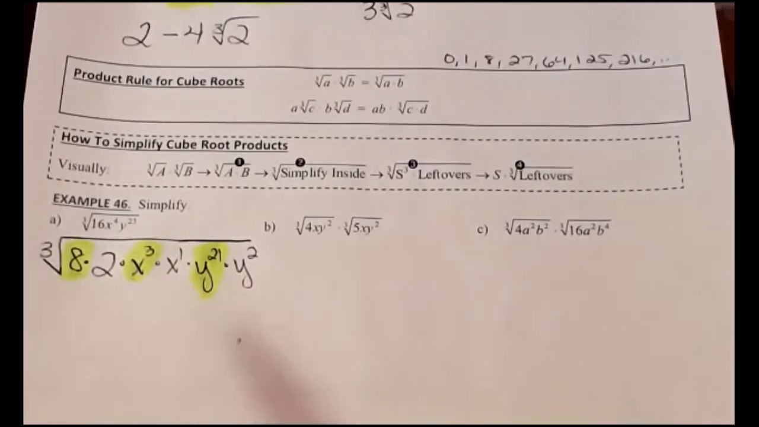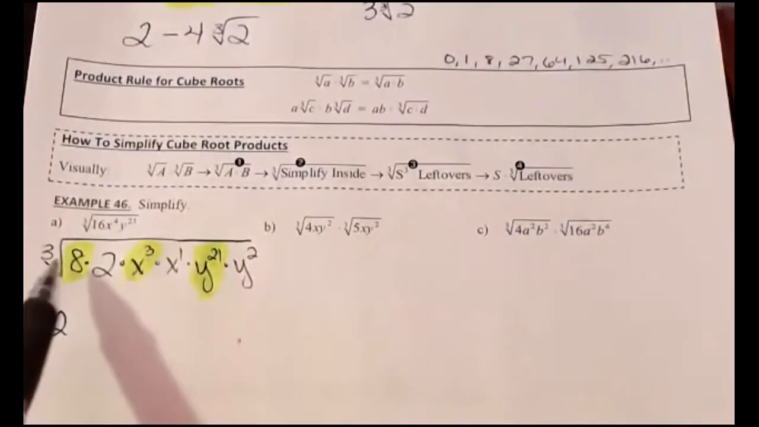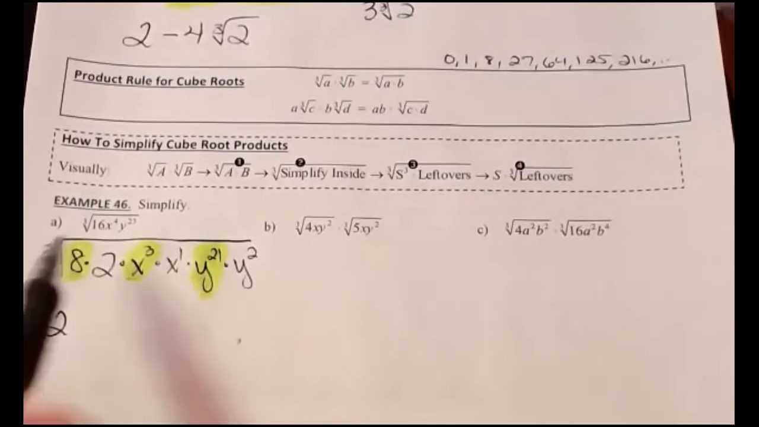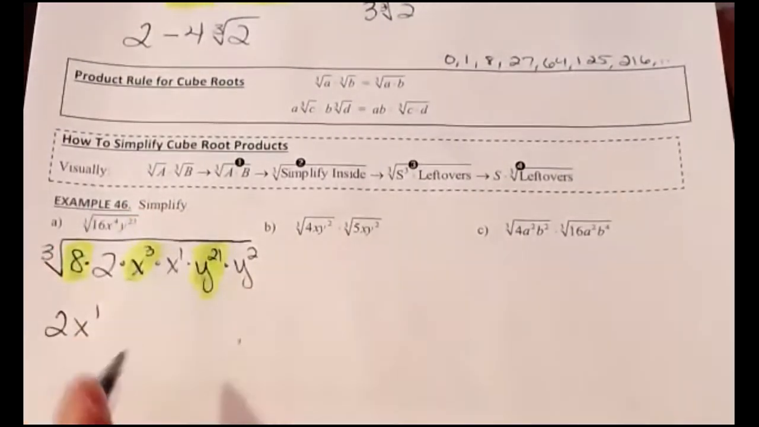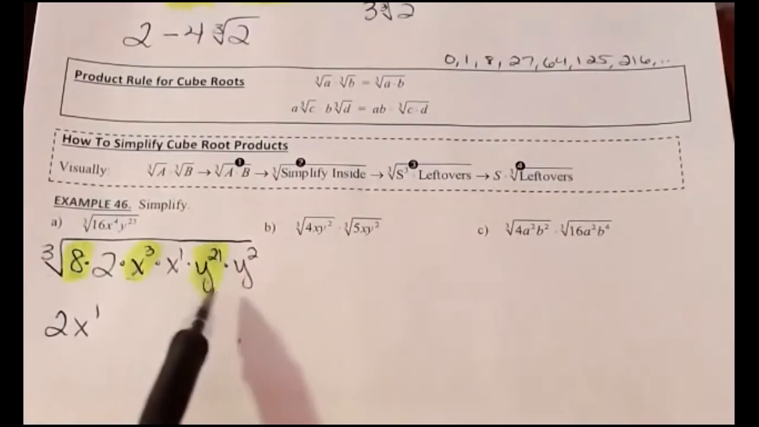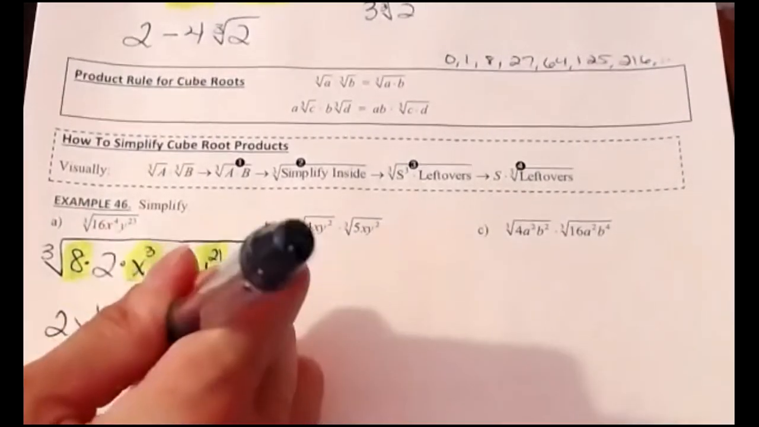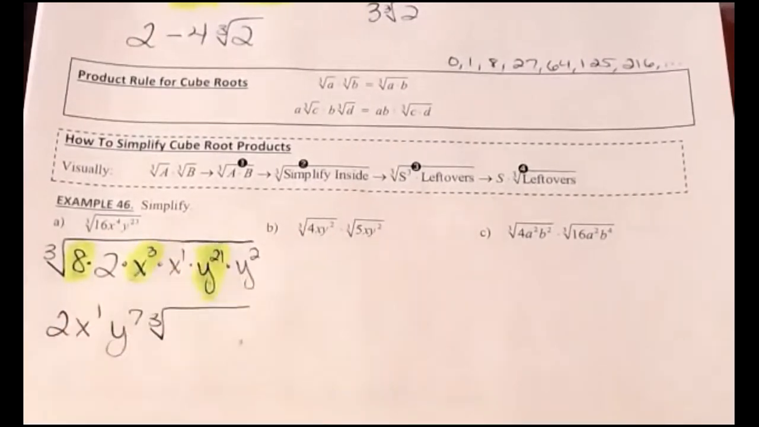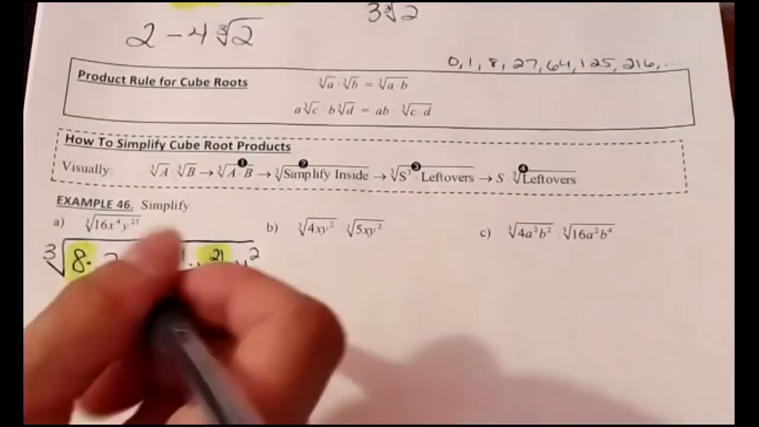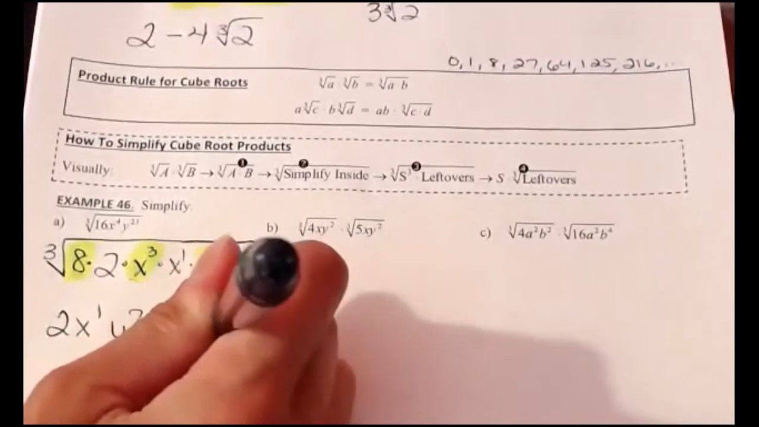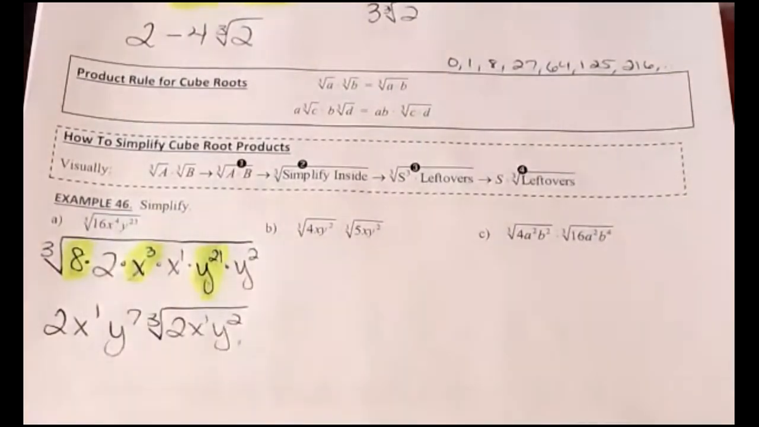All right, perfect. Cube root of 8 is 2. Cube root of x to the third, 3 divided by 3, that's x to the first power. Cube root of y to the 21st, 21 divided by 3 is 7, so it's y to the 7th power. Then you're going to write down that you have the cube root of everything that's not highlighted. Hopefully the highlighting helps a lot. And there's your final answer.